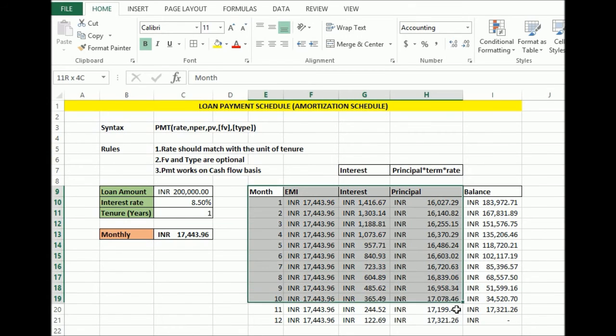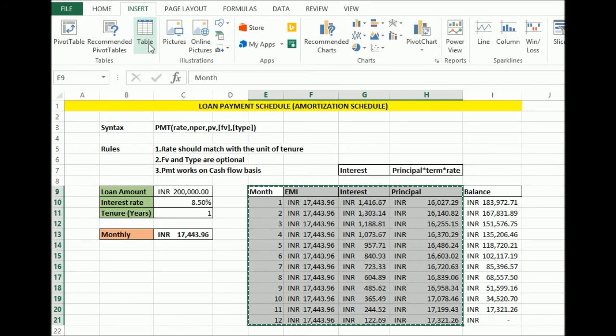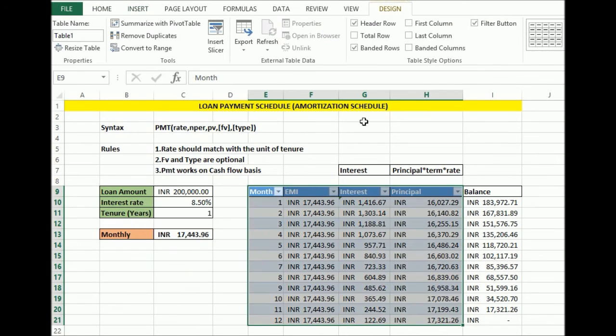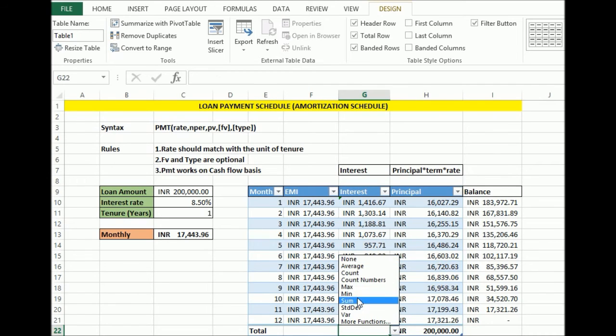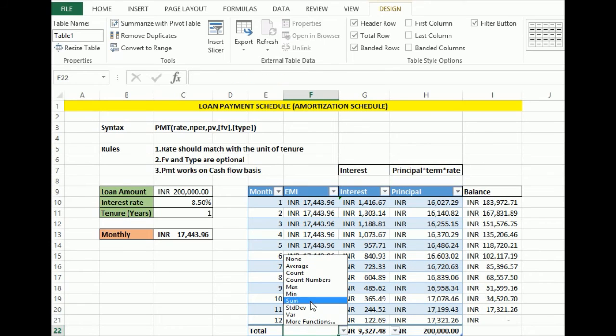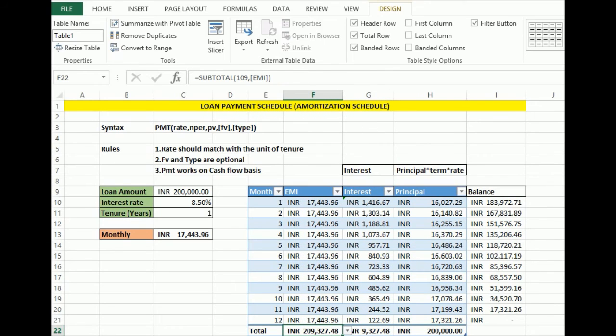We'll make use of tables for summation. Insert table, design, click total row. This is the total principal amount. This is the total interest. And this is the total repayment.